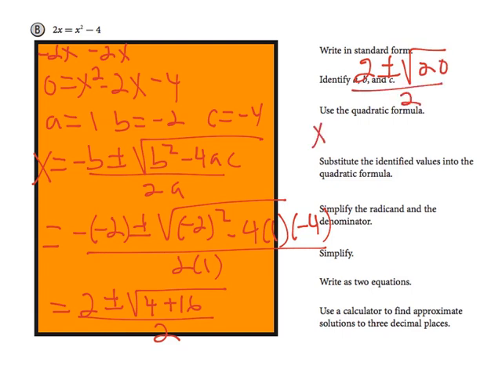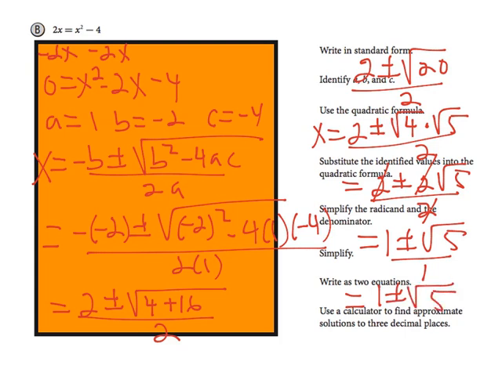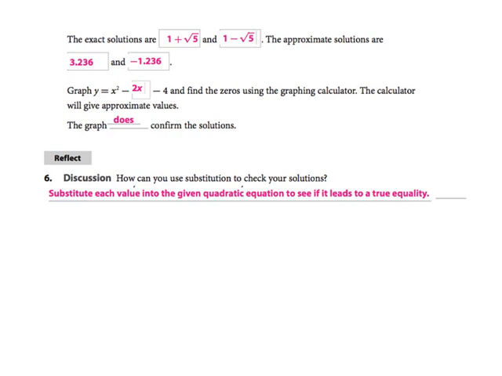So this gives us x equal to 2 plus or minus the square root of 20 over 2. The square root of 20 can be reduced to the square root of 4 times the square root of 5, and the square root of 4 is 2, so 2 radical 5 over 2. These are all 2, so they all reduce. So x equals 1 plus or minus radical 5. Right? Okay, let's go on to the next example.